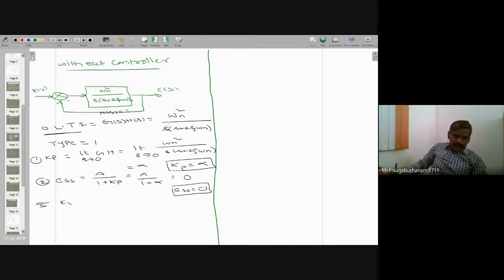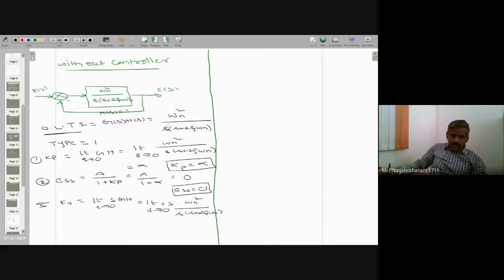Kv, the velocity error constant. Formula: limit s tends to 0 of s into G(s) H(s). I'm taking that G(s) H(s) here. Limit s tends to 0, s into G(s) H(s), which is omega n square divided by s into (s plus 2 zeta omega n).